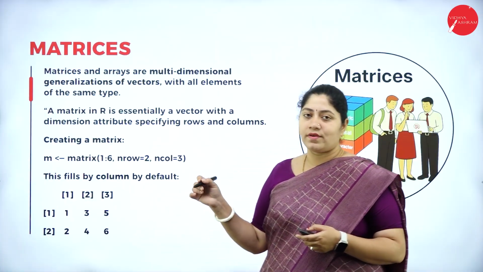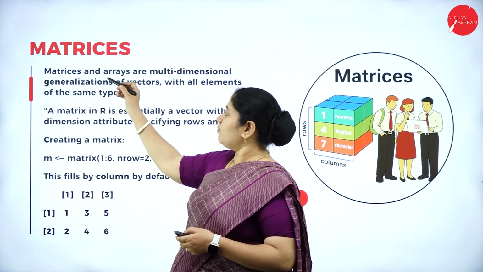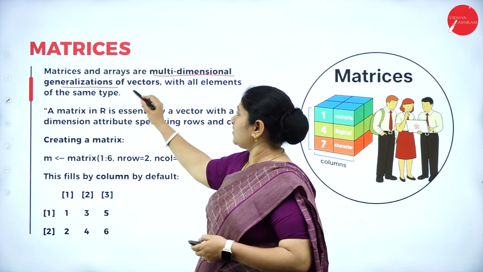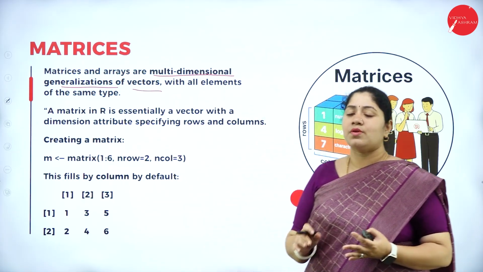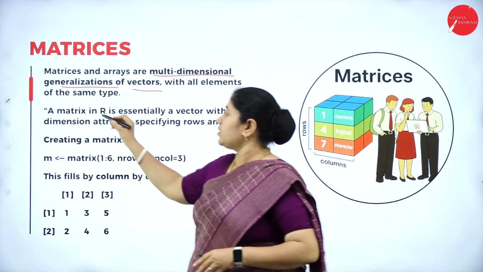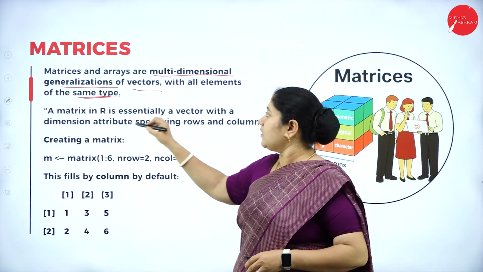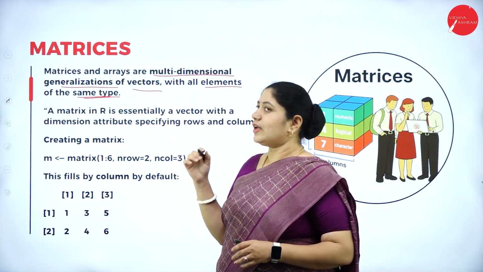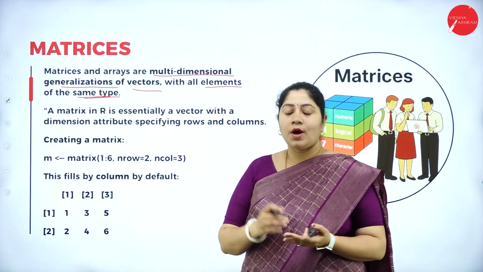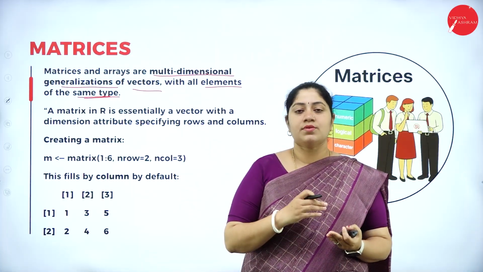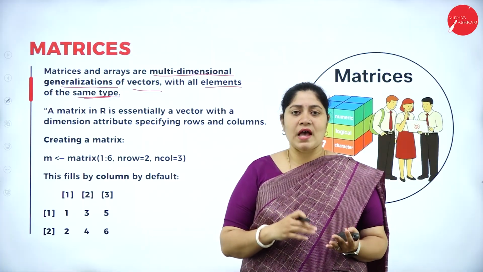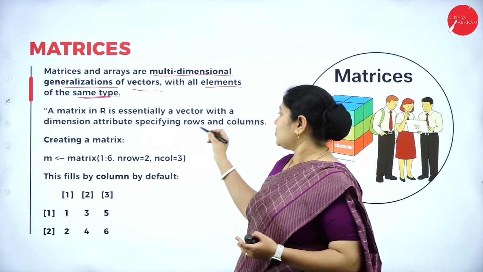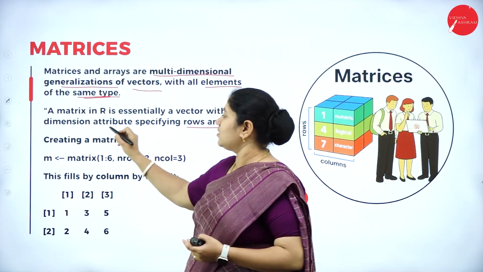Let's see what is a matrix. As we know, matrices and arrays are multi-dimensional generalizations of vectors with all the elements of the same type. Yes, exactly, that's very important. For a matrix or an array, the elements should be of the same type. That's very crucial when we speak about matrices or arrays. Now let's know what a matrix is with respect to R language. It will have dimension attributes specifying the different rows as well as the columns. So that's with respect to the matrix in R.